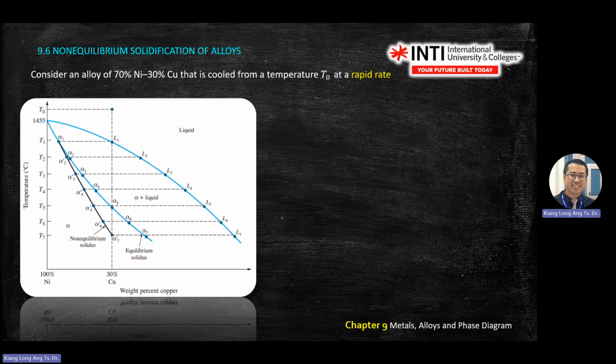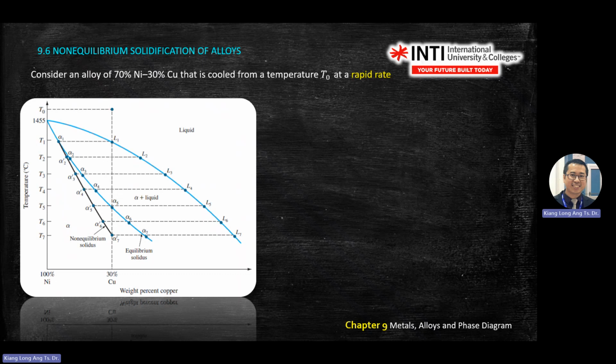When we cool down at a very rapid rate, meaning cool down very fast. So here, how do you know it cools very fast? By the gradient of the line. So this one is a bit slower compared to the black line. Black line, you cool down very fast.